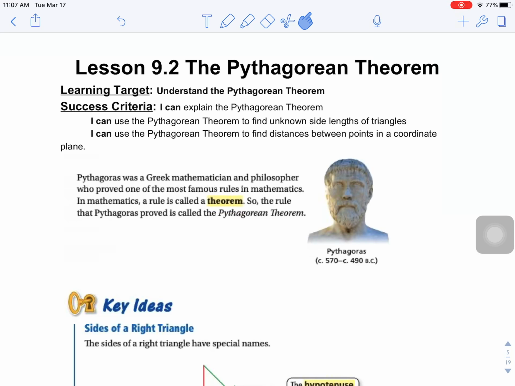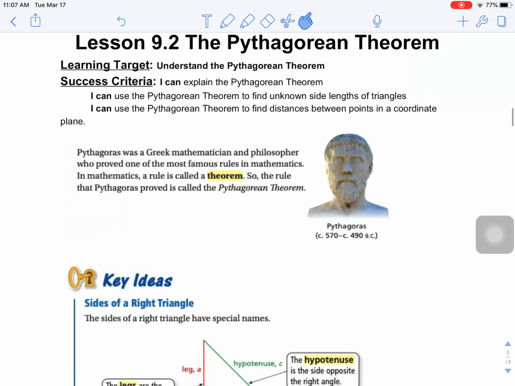So our goals for today: you should be able to explain the Pythagorean theorem. You can use the Pythagorean theorem to find unknown side lengths of triangles, specifically right triangles. And I can use the Pythagorean theorem to find distances between points in a coordinate plane.